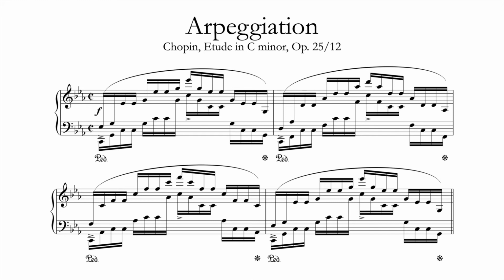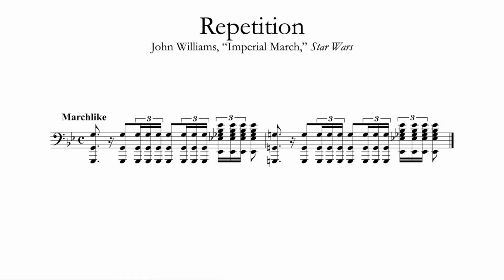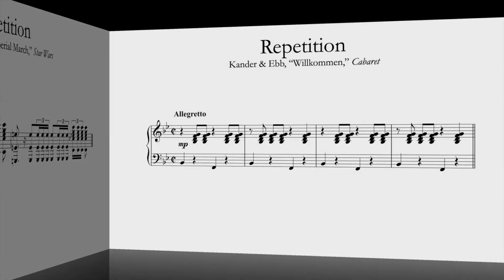Rhythm provides an important tool for composers to add interest when repeating chords, as in the iconic opening of John Williams' Imperial March from Star Wars, which oscillates between two different sonorities. Composers can also stratify repeated textures so as to occupy more musical space, as is often done in waltz-like figurations, like the one found in Willkommen from Cabaret.